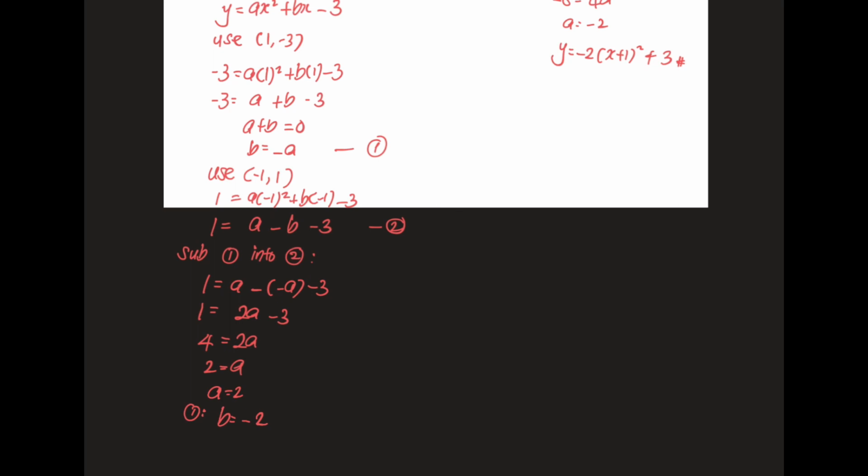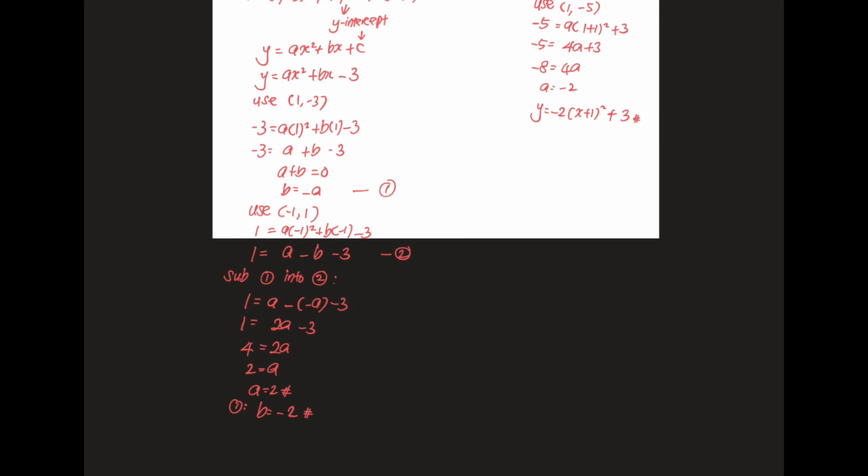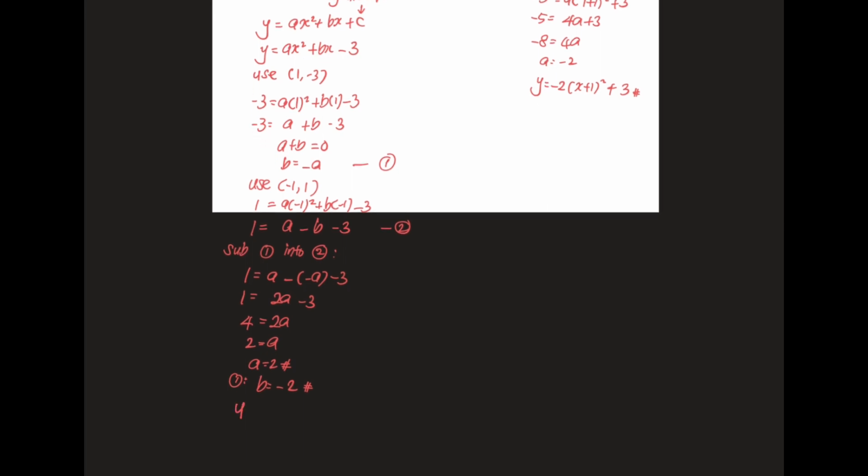Then equation 1, b equal to minus 2. Okay, so I get a and b now. A is 2, b is minus 2. Okay, so once I get a and b, right, I pull it back to the quadratic equation here. This one, a is 2, b is minus 2. Then y equal to 2x squared minus 2x minus 3. Okay, so we get this. This will be the quadratic equation.